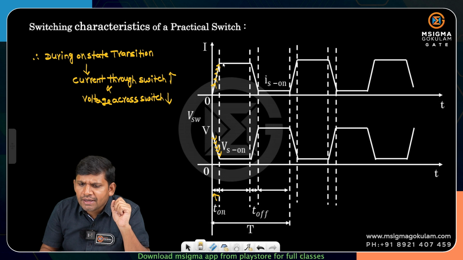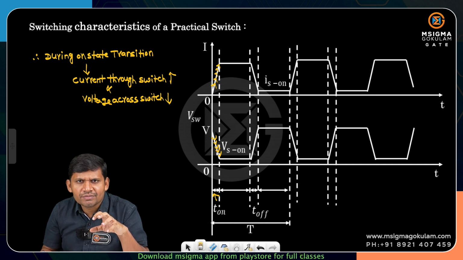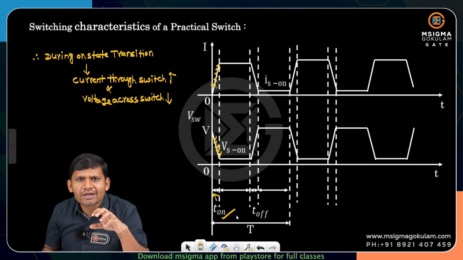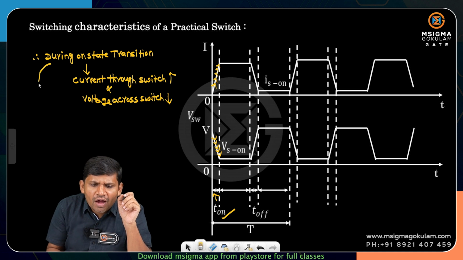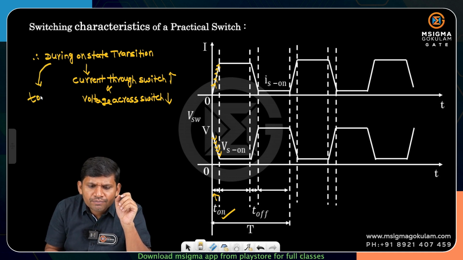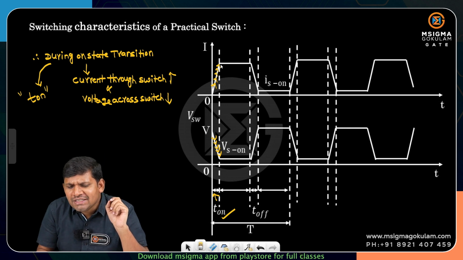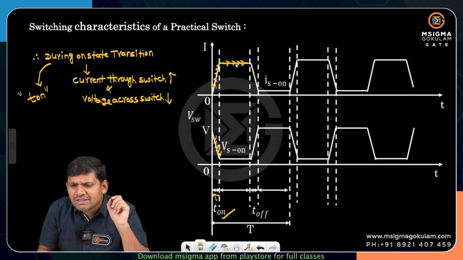Current is rising now, voltage is falling. This is the on state transition, the turn on transition. T on is nothing but turn on time. This is during the turn on transition, that is, during T on. But once it is completely turned on, it is conducting. Once it is conducting, it is carrying the current. This is the conduction mode.